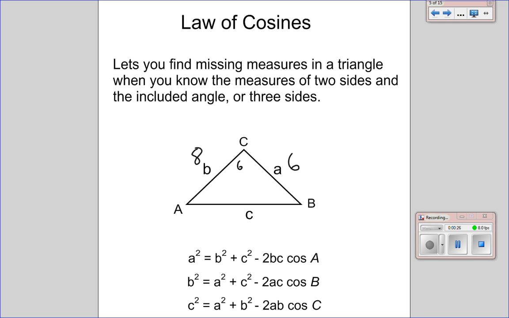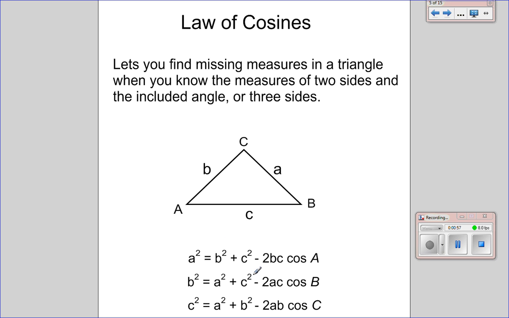So we know the two sides and the included angle. So let's say this was 62 degrees. I could use the law of cosines because that's two sides and the included angle. Or if I know all three sides of the triangle, I can use the law of cosines to find the missing angles. As a review, yesterday law of sines was when we had two sides and a non-included angle, or two angles and a side.